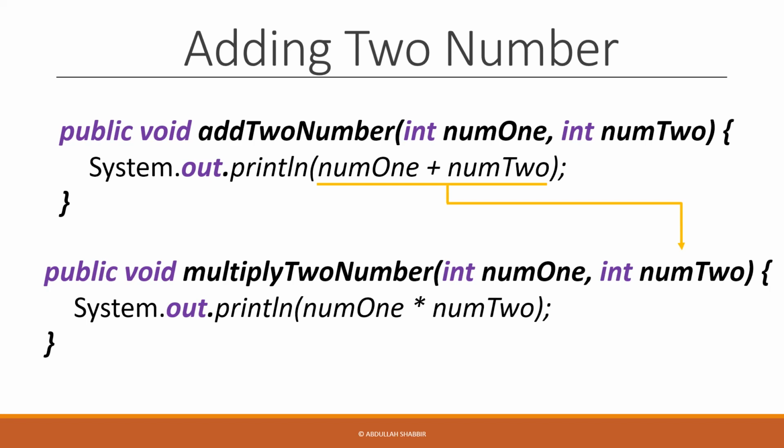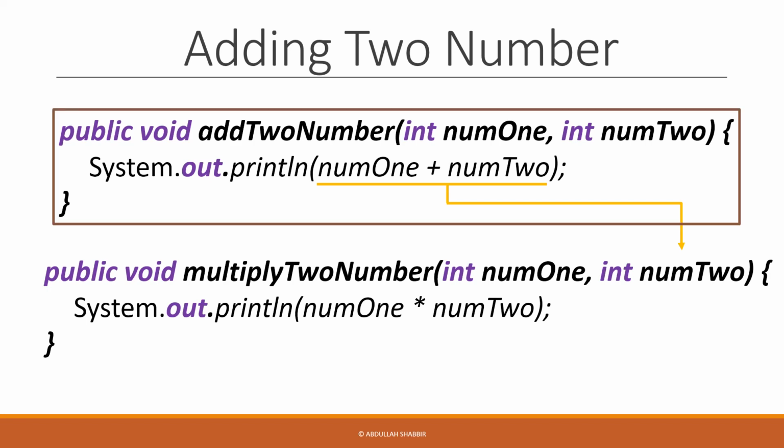Currently, our function add two number only prints the final output on screen. There is no way for other functions to use the output of add two number in their own code. That information is only in the function definition of add two number.